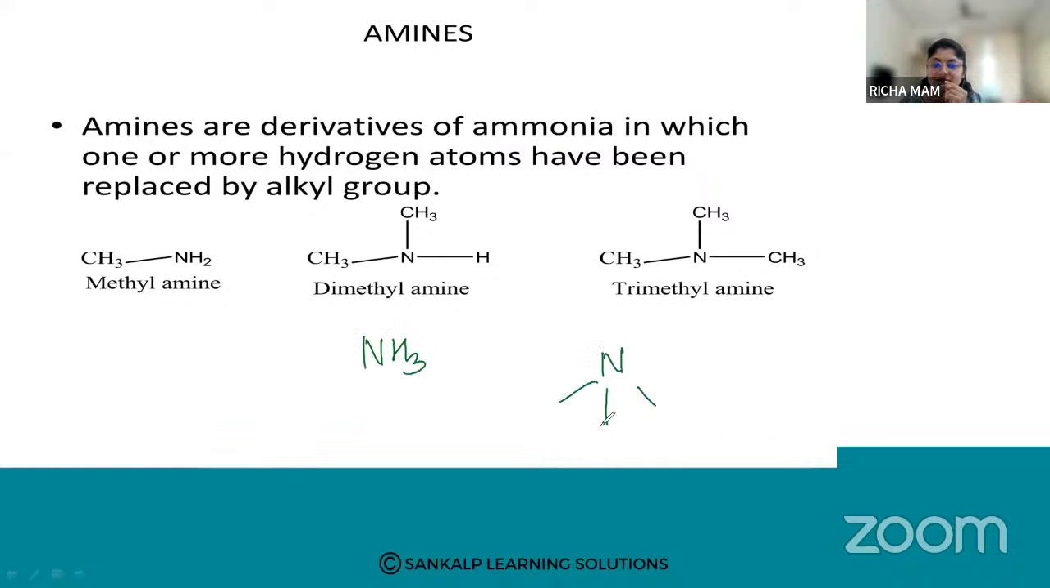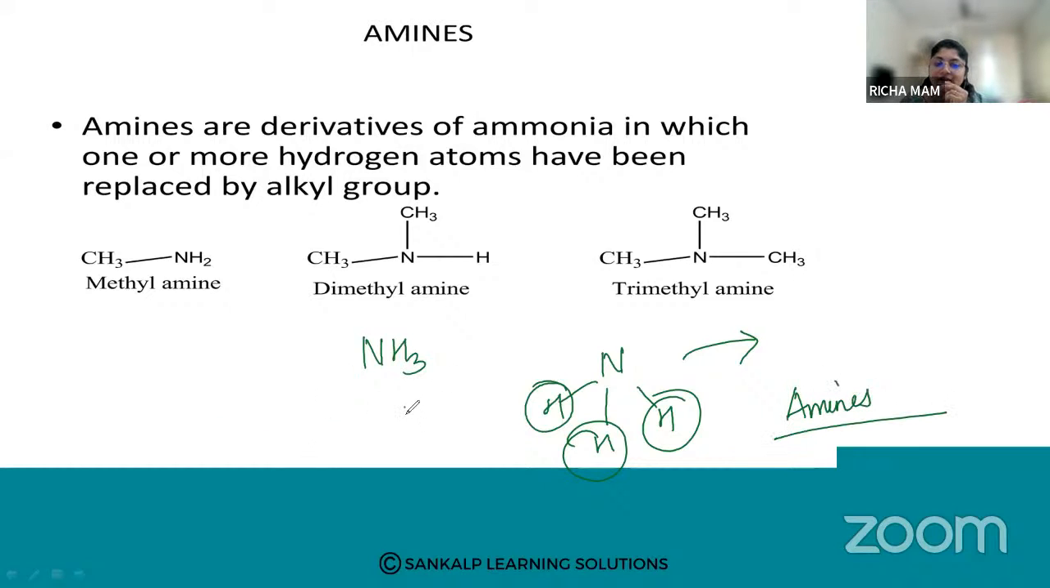So we have seen the structure of ammonia. It has three hydrogen atoms. So either you can replace one hydrogen atom, or the second, or the third. If you want to replace one, two, or all three, they give rise to derivatives of ammonia. They give rise to amines. Fine. So R can be your alkyl group or it can be your aryl group.